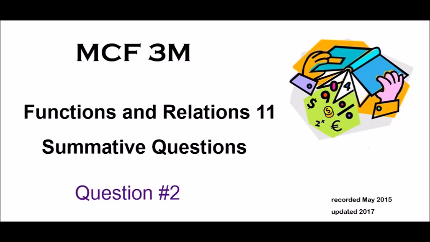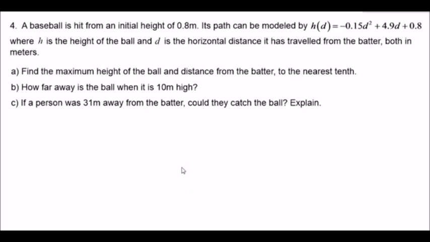This video is for grade 11 students in Functions and Relations working on the year-end summative. It's question 2. A baseball is hit from an initial height of 0.8 meters and its path can be modeled by this equation, where h is the height of the ball and d is the horizontal distance it has traveled from the batter, both in meters. So I'm going to try to understand as much as I can about this equation, and then I'll see what I'm supposed to do with it.